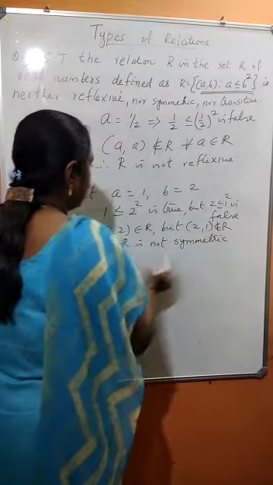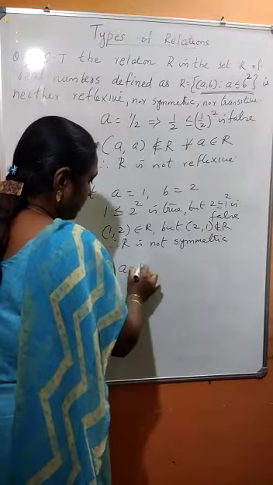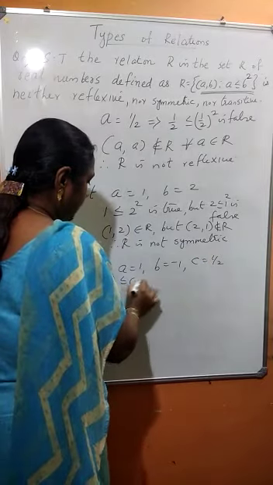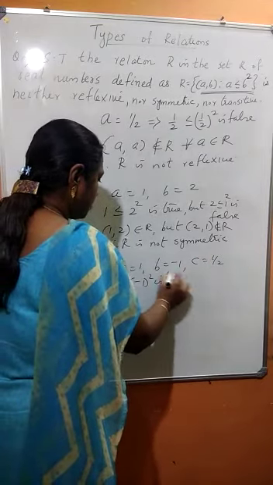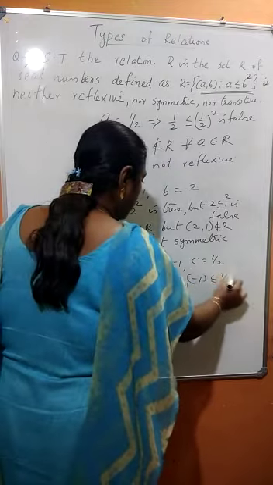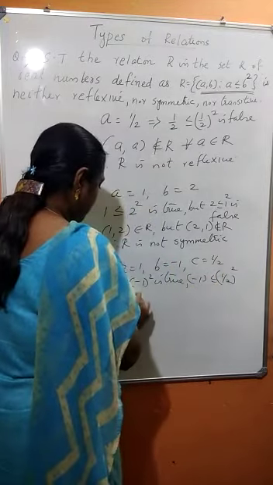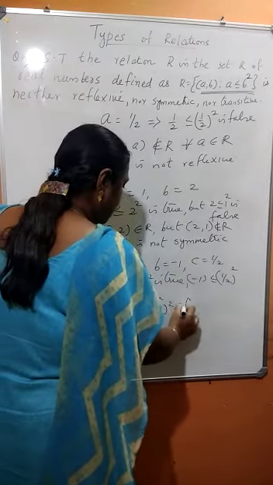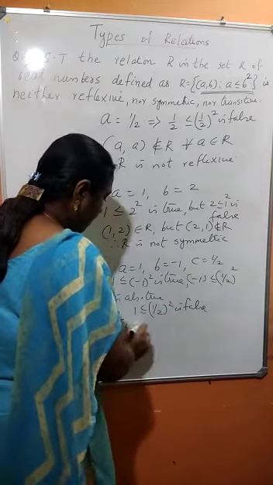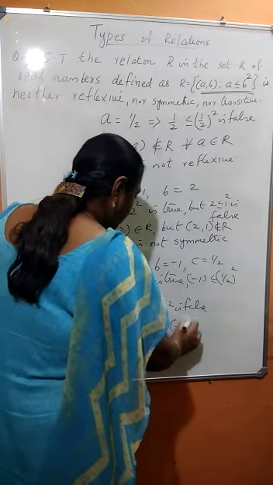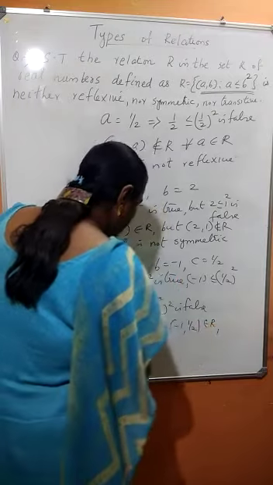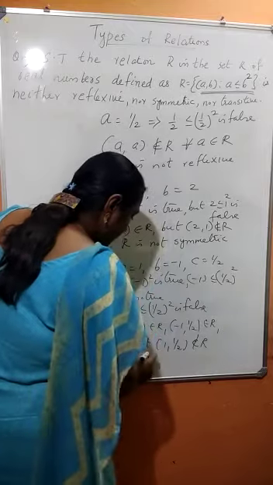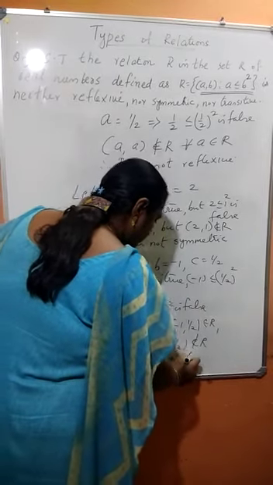Now for proving not transitive, I am taking the example like this: a equal to 1, b equal to minus 1, c equal to half. So here we can see that 1 is less than or equal to (minus 1) squared is true. Minus 1 is less than or equal to (1 by 2) whole squared is also true. But 1 is less than or equal to (1 by 2) whole squared is false. So this means (1, minus 1) belongs to R, (minus 1, 1 by 2) also belongs to R, but (1, 1 by 2) does not belong to R. So we can conclude that R is not transitive.